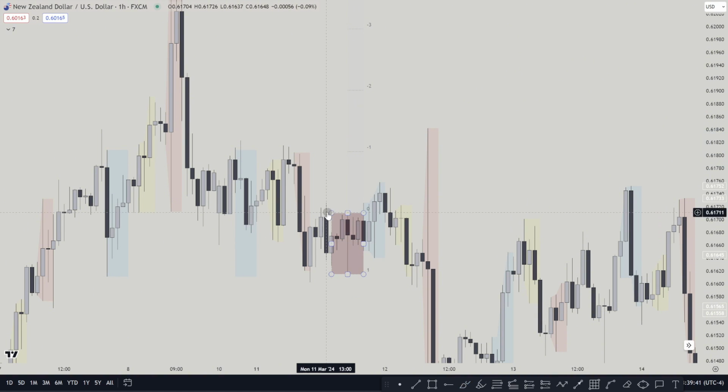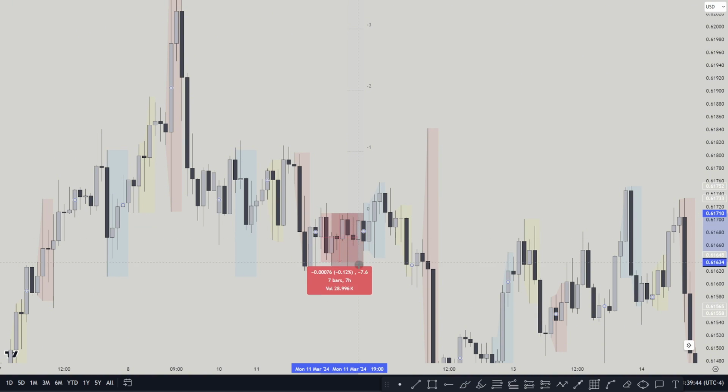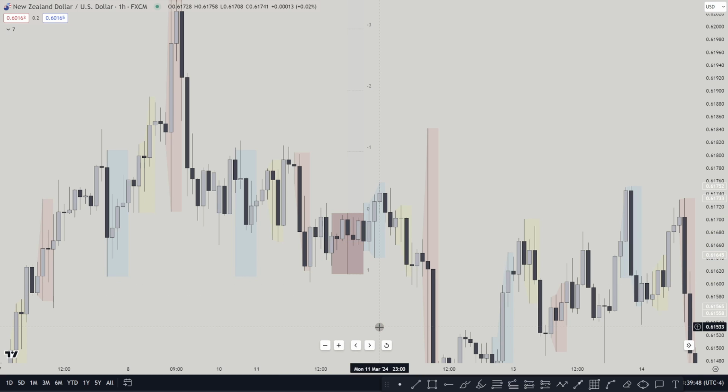Now, before that, let's look at this CBDR range here. How many pips is it? It's about 10 pips, right? So as long as it's below 25 or 30 pips, not more than 35 pips, it's good, because we want a consolidation CBDR, not a trending one. If it's trending, it's not really going to work.